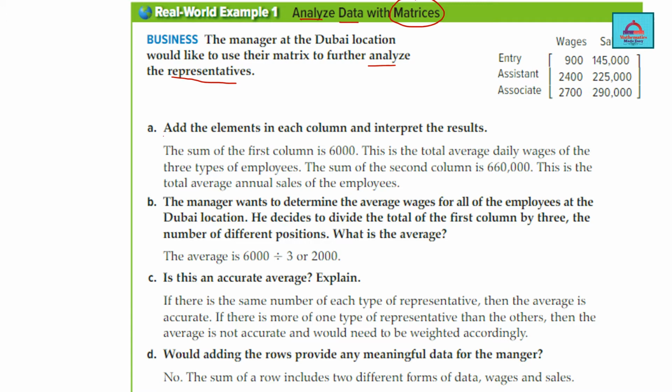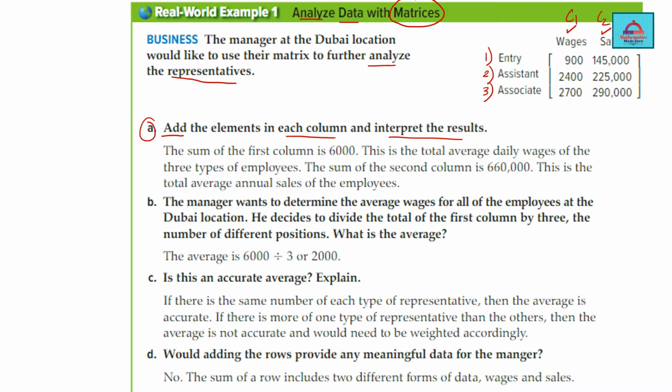Here we are going to use addition. There are four parts to this word problem. Part A says add the elements in each column and interpret the result. So let's look at the matrix first. The first column of the matrix shows the wages and the second column shows the salaries. Then there are three kinds of representatives: entry level, assistant, and associate. So there are two columns, C1 and C2.